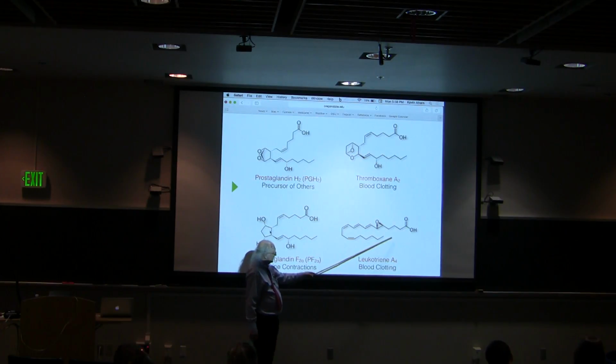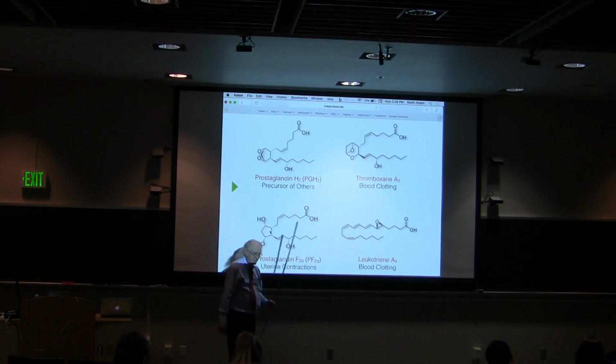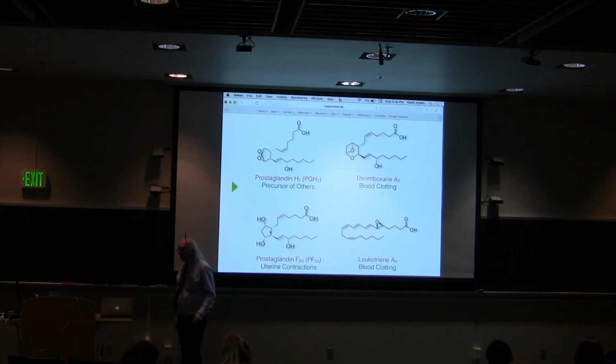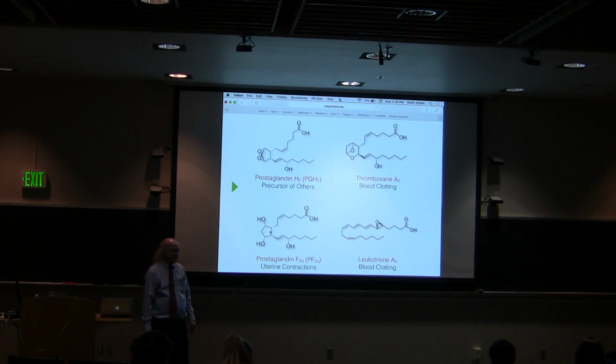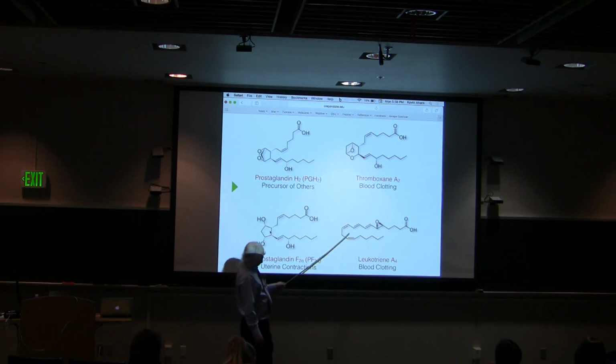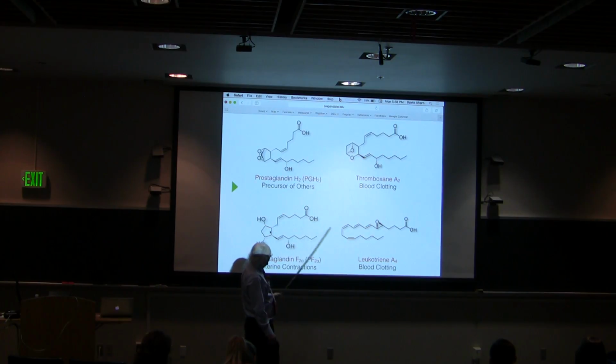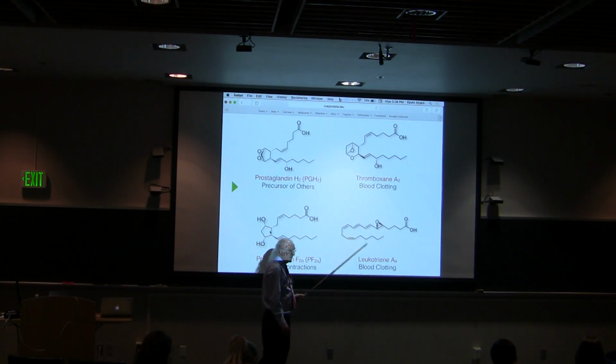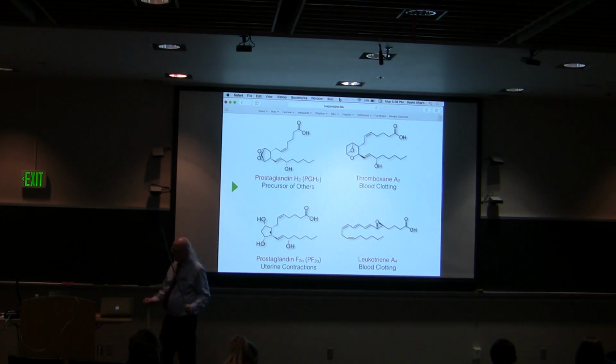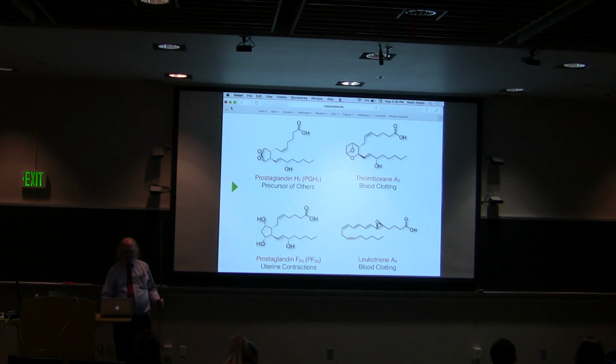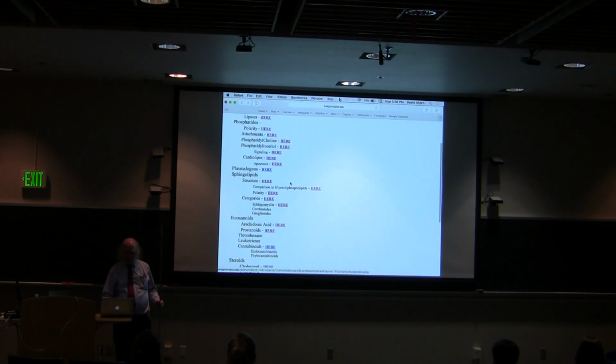The third class of molecules here, the leukotrienes, I talked about in class as being involved in allergic reactions, inflammation, and so forth. But they're not made from these. They're actually made directly from arachidonic acid. Okay. Now I'm starting to pick up the pace a little bit.